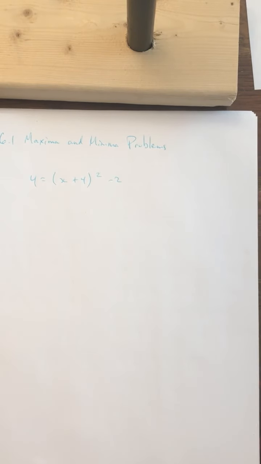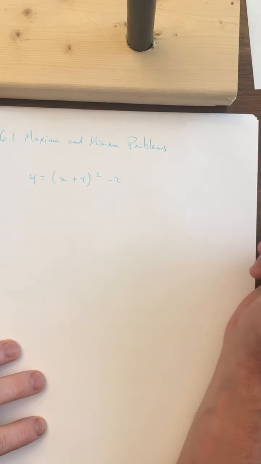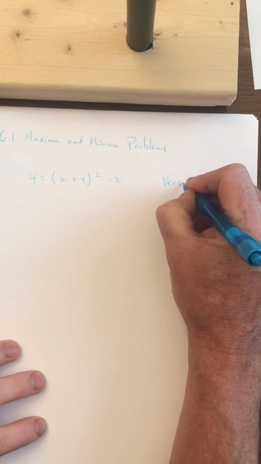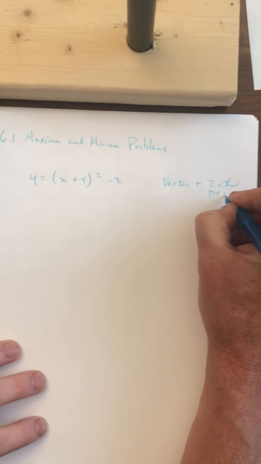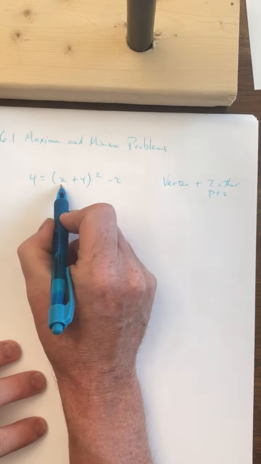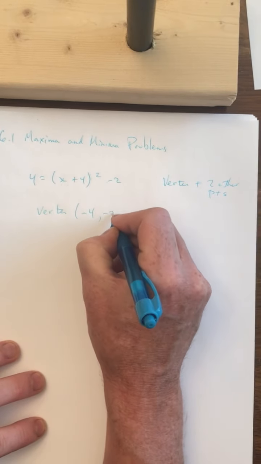Okay, back with part 2 of 6.1 Maxima and Minimum problems. So I'm just going to go over 2 refresher questions and then we will apply this to a word problem. What I want you to do here is graph this using the vertex plus 2 other points. So first of all, my vertex here I know is at -4, -2.